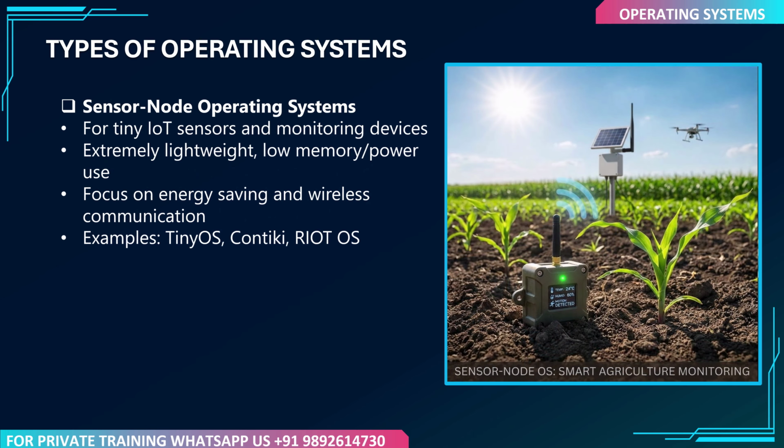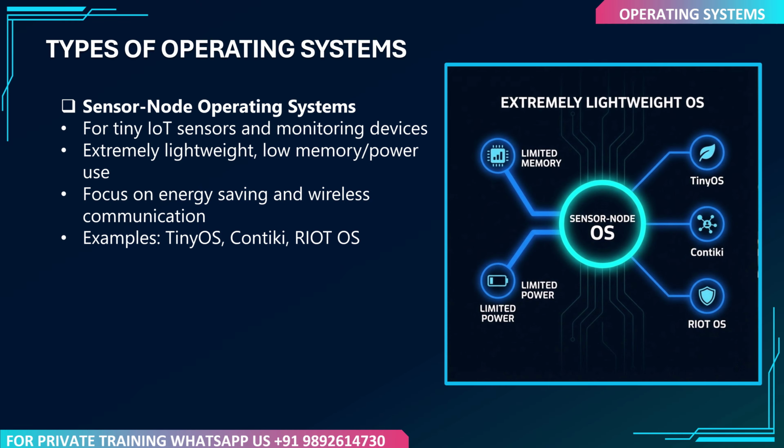Another type that's closely related is the sensor node operating system. These are even smaller and simpler than embedded systems. They run on tiny sensors that collect data like temperature, motion, or humidity and send it to a central system. You'll find them in Internet of Things (IoT) devices, smart agriculture systems, and environmental monitoring setups. Because these devices have very limited memory and power, their operating systems are extremely lightweight. Examples include TinyOS, Contiki, and RIOT OS.